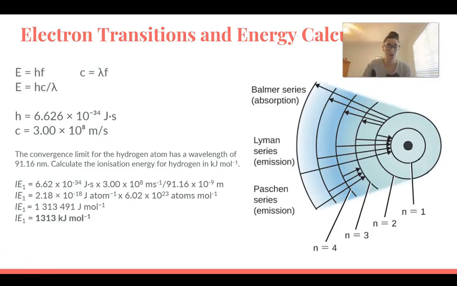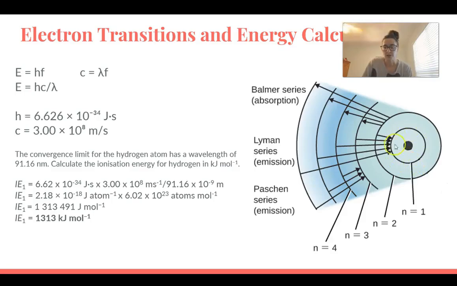Okay, so we're going to talk about how to actually calculate the energy during an electron transition using the following equations. Energy equals Planck's constant times frequency, and the speed of light equals wavelength times frequency. If you combine them together, you get energy equals Planck's constant times speed of light over wavelength. Please note that the wavelength has to be in meters because the speed of light is listed in meters per second.